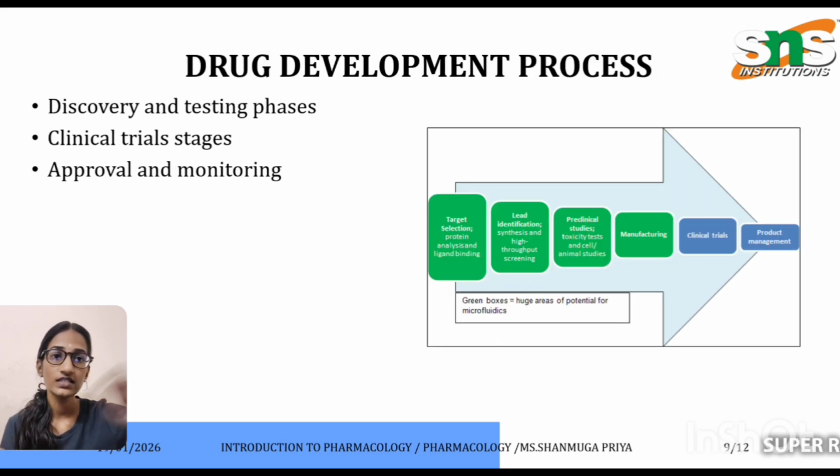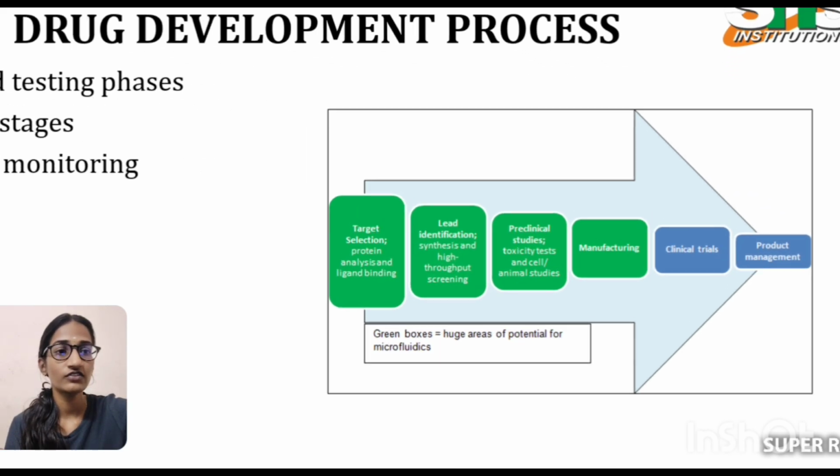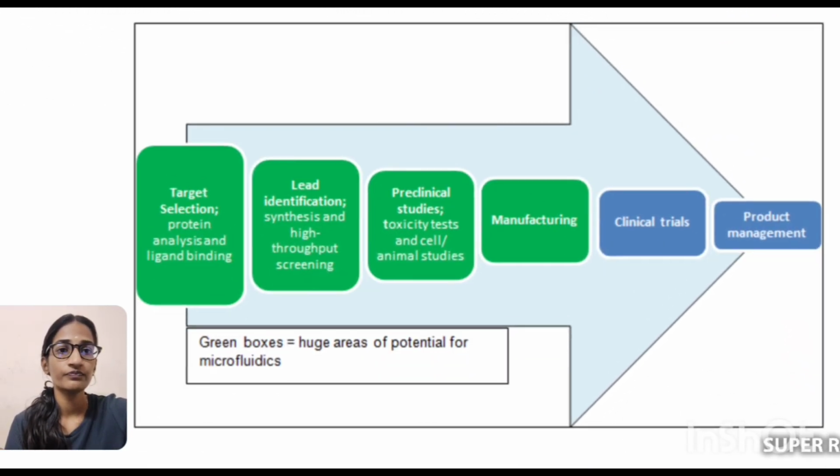In this class we will be seeing in depth about the drug development process. So basically it includes the discovery and testing phases. Here the clinical trial stages are also explained, and then it is sent for approval, and also the process is monitored. So basically we have a structured drug process.